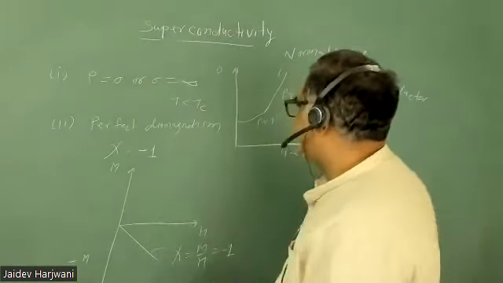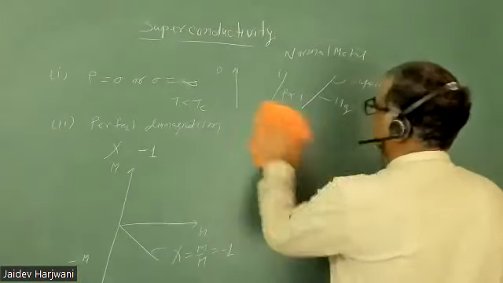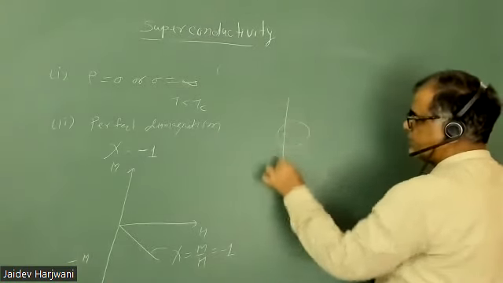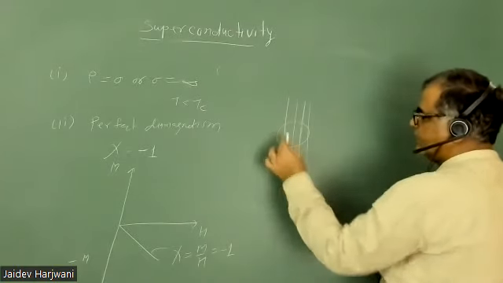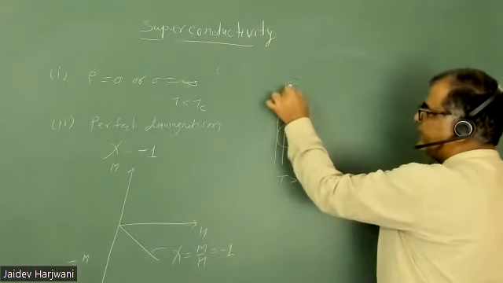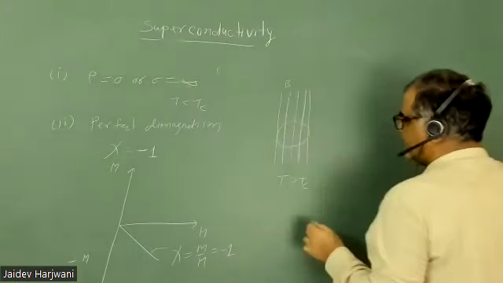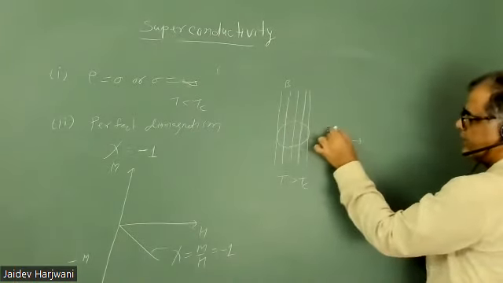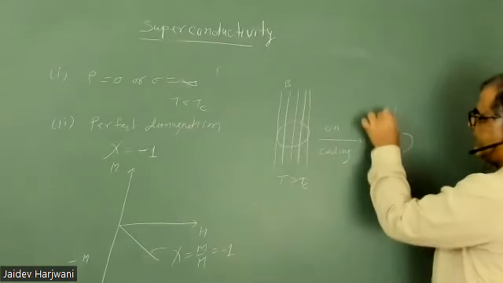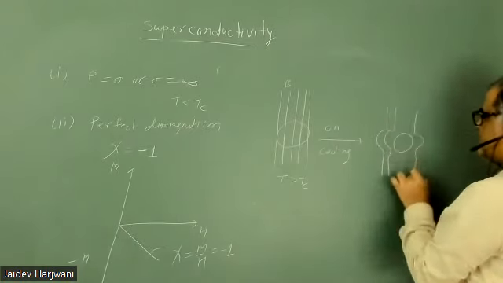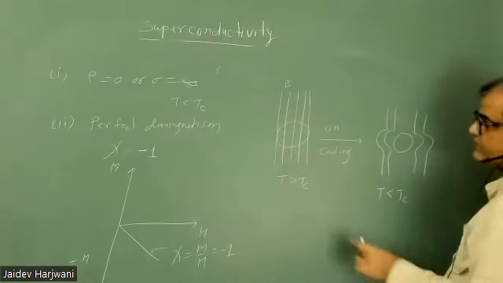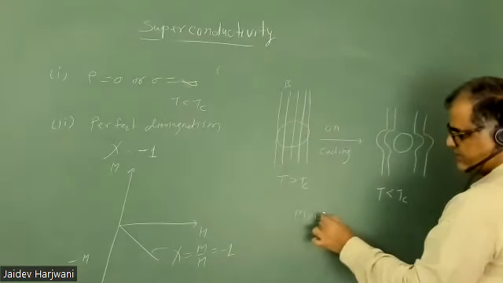Now, what do you mean by perfect diamagnetism in terms of field lines? Suppose you have a sample kept above Tc, then the field lines will pass through the material. As you cool it, on cooling, what will happen? All the flux lines will be expelled from inside the superconductor. So when you cool them below Tc, this is called the Meissner effect.